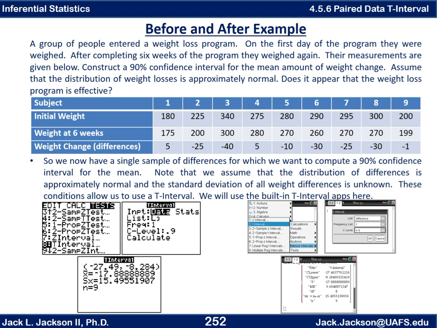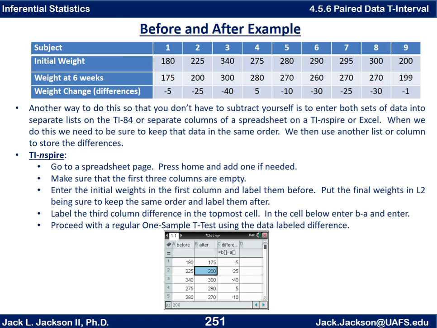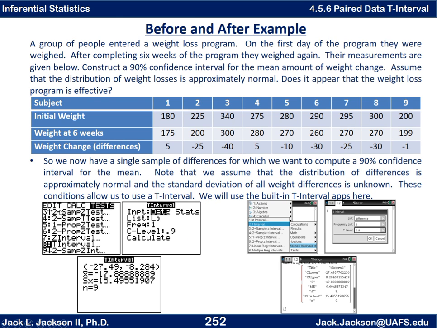So on the TI-84, we hit Stat, left arrow to Tests, choose number 8, TInterval, choose Data, and make sure this says L3 because that's where our data is, because we want the data on the differences, which are in L3. Our confidence level is 90%, so that's 0.9. Hit Calculate, and there's the confidence interval. There's the sample mean, sample standard deviation, and sample size.